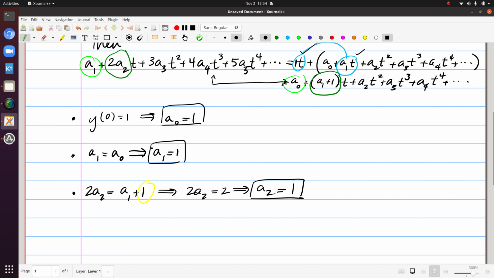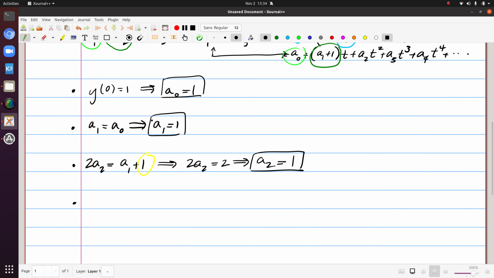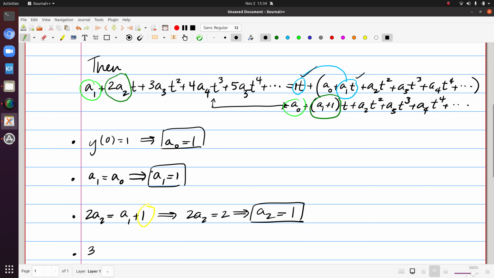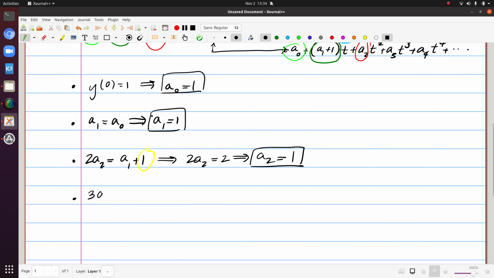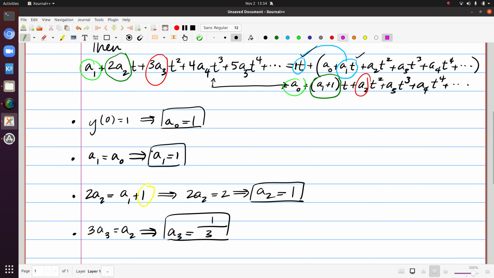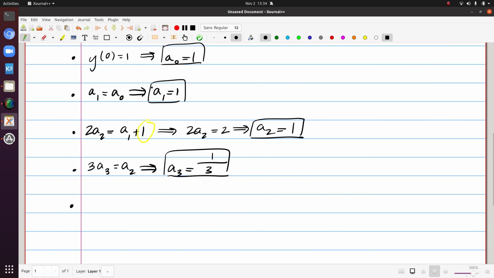Then looking at my next grouping here, if we were to group together the coefficient of t squared, we're going to get 3a3 equals a2. So a3 is 1 over 3. Then if we look at the next set of terms, we'd get 4a4 has to equal a3.